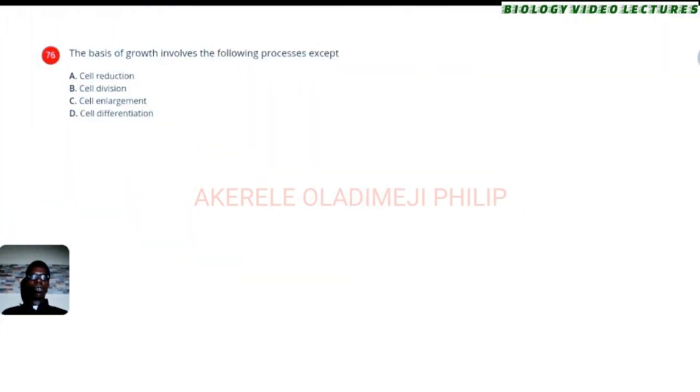The basis of growth involves the following processes except. Well, in fact, the sequence is going to be cell division, which is B. After that, you're going to have cell enlargement, C. Then you're going to have what we call cell differentiation, D. So this is a sequence of growth. So cell reduction isn't part of the growth process. All right.